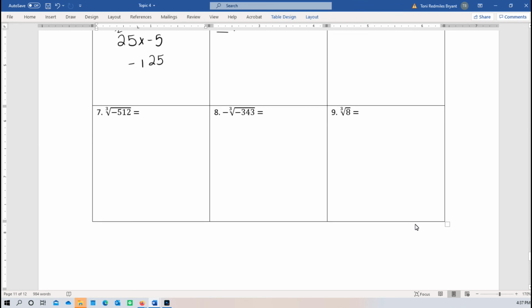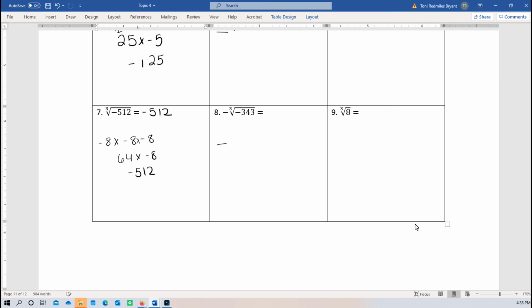All right, 512. What is 512? Well, I do believe that's 8 times 8 times 8. But because there's a negative on the inside, I'm going to have to make it negative 8 times negative 8 times negative 8. Negative 8 times negative 8 is positive 64, times a negative 8 should give you a negative 512.